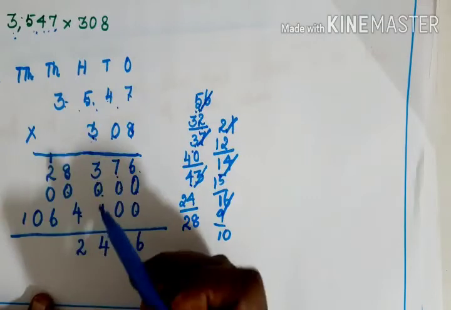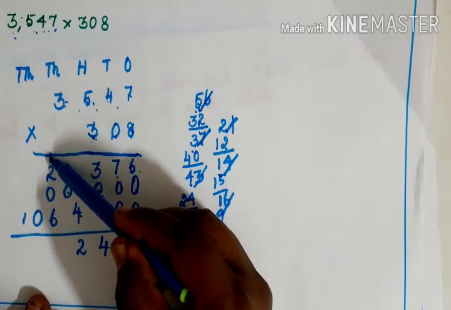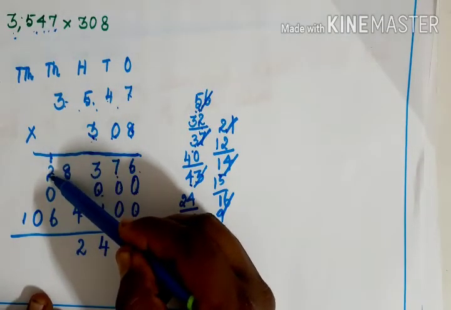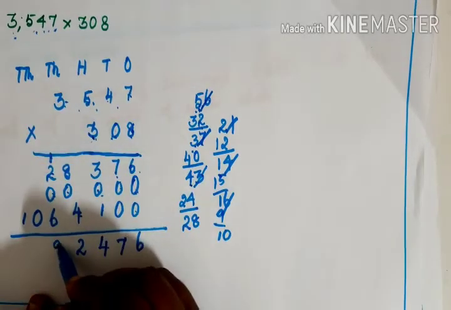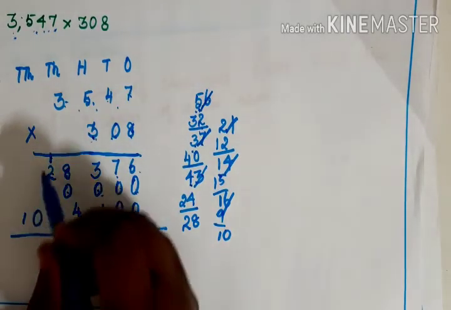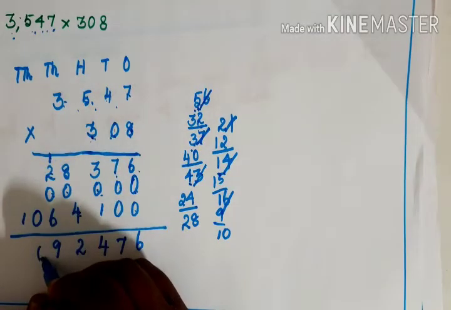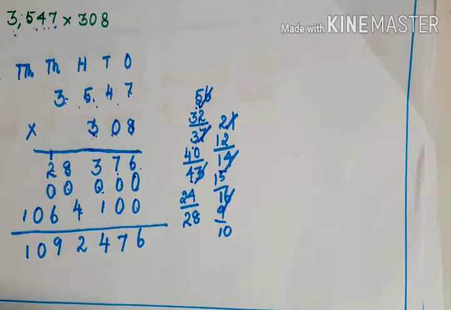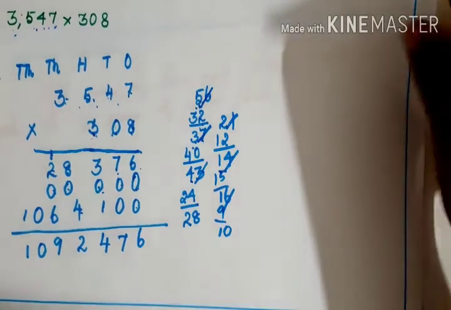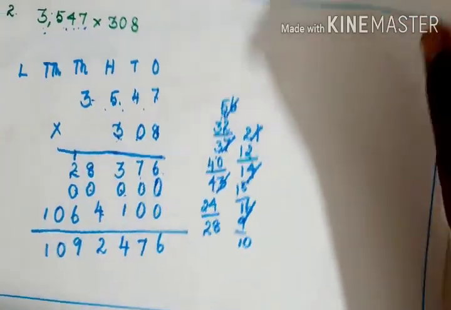Here you should be very careful. This 1 you have to add. 1 plus 2 is 3. 3 plus 0 is 3. 3 plus 6 is 9. Is it clear? Then there is no other number, so write 0 and directly you can write 1. Is it clear? Yes. So like this, you can put any other number and you can multiply and show it to your mom. Okay.